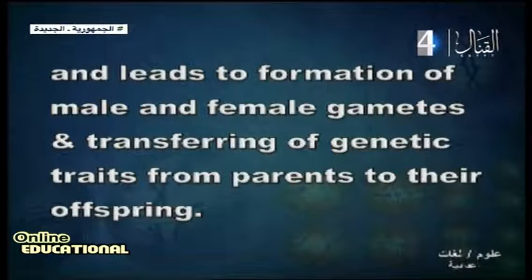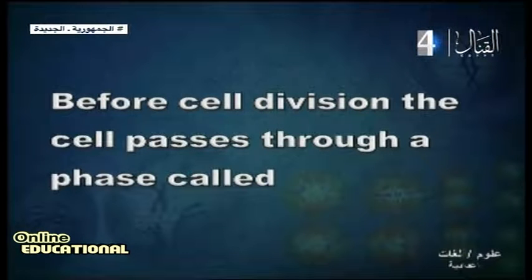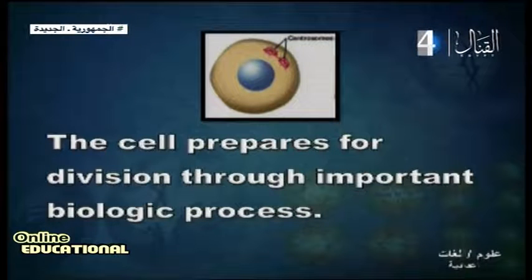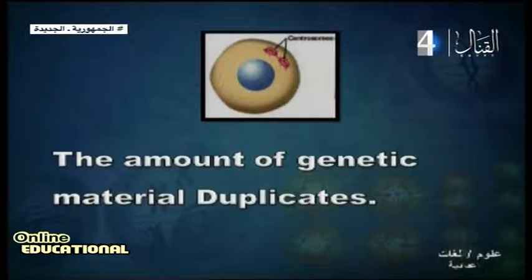Before cell division, the cell passes through a phase called interphase. Of course, we knew from our previous time that interphase means warming up. In this phase, the cell prepares itself for division, and an important biological process happens: the amount of genetic material duplicates once during meiosis.